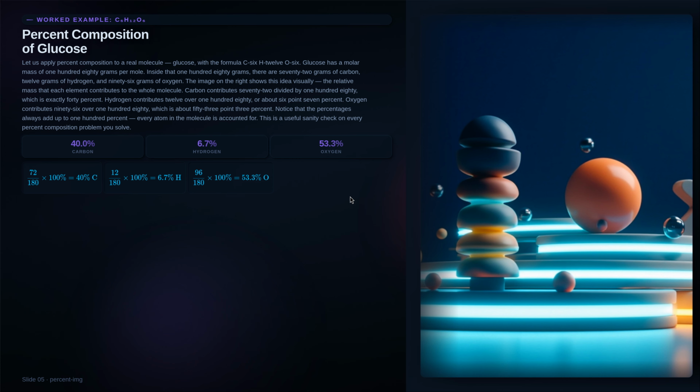Carbon contributes 72 divided by 180, which is exactly 40%. Hydrogen contributes 12 over 180, or about 6.7%. And oxygen contributes 96 over 180, which is about 53.3%. Notice that the percentages always add up to 100%. Every atom in the molecule is accounted for. This is a useful sanity check on every percent composition problem you solve.